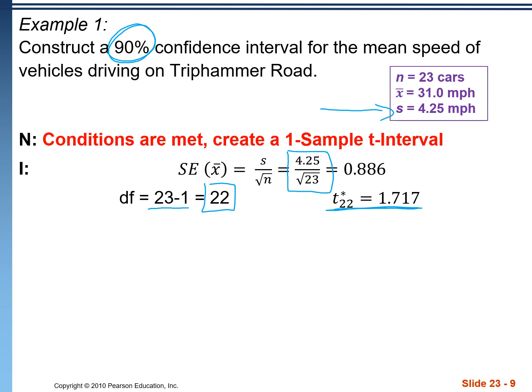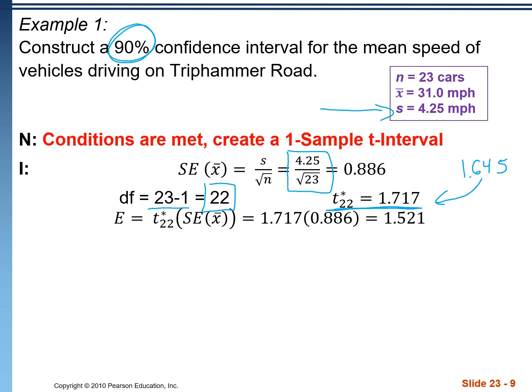Recall for a z distribution, this would be 1.645. Okay, so it's a little larger, reflecting the fact that there's more variability in the tails of this t-distribution. We can find our margin of error. It's just the t-score times the standard error. Margin of error is 1.521.